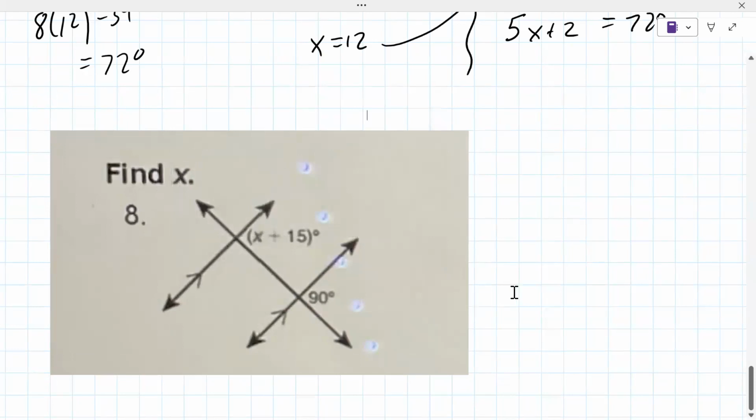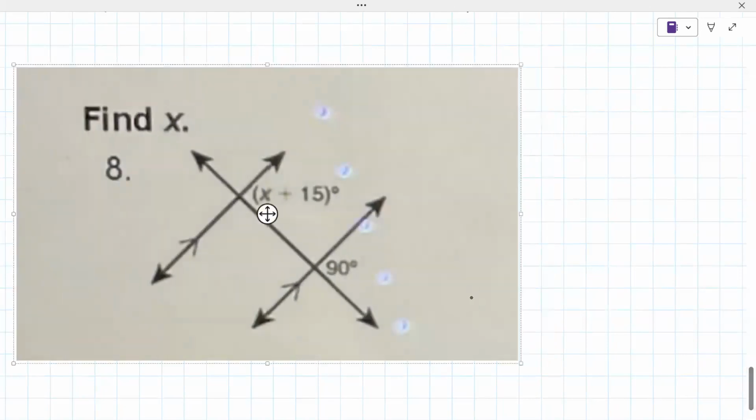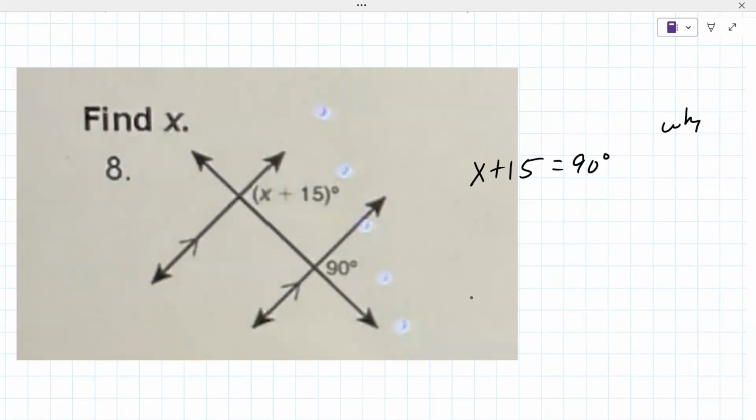So now again, I'm going to tell you these two angles are equal. X plus 15 equals 90 degrees. But why? So it's more like an English class. Why is it ethos or logos or pathos? Cite evidence, like, what's your evidence? So what do you say? Why are these congruent?